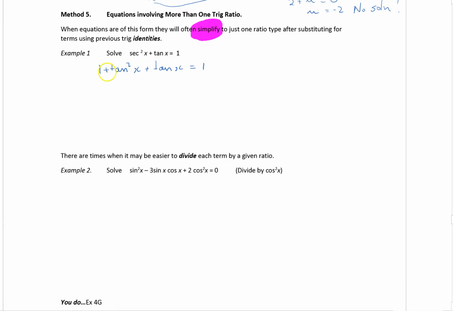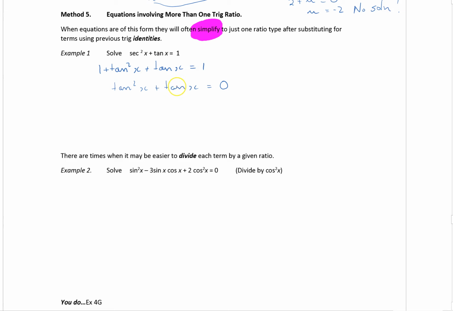So you can see I've written my 1 plus tan squared instead of sec squared, plus tan of x is equal to 1. Now, what are you seeing is happening there? We've got tan squared plus tan, and we've got a 1. However, if I bring this 1 over, that disappears. So I've got tan squared x plus tan x is equal to nothing. Can you see a connection to a previous method?